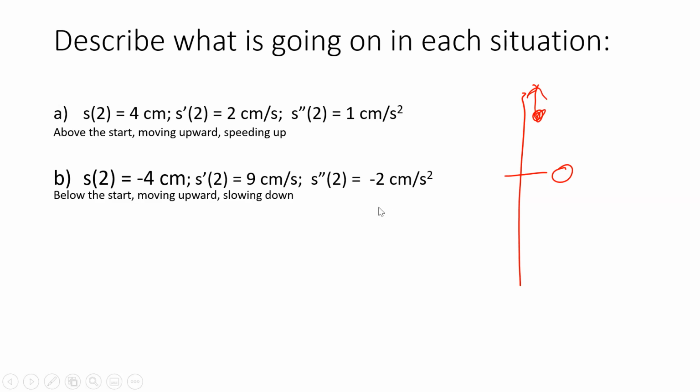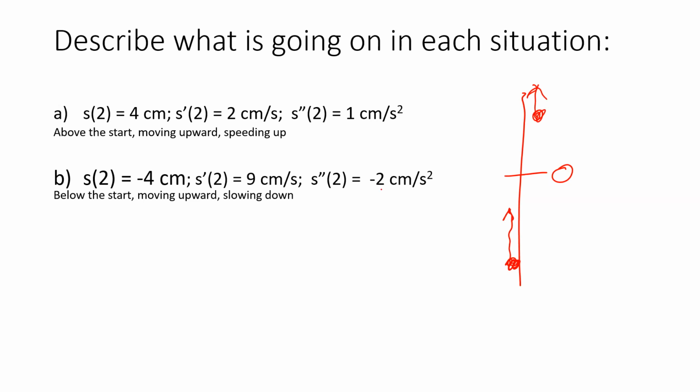Well, there you go. Below the start, you're moving upward, but you're slowing down. The reason you're slowing down is because these two things are going in the opposite direction. So what's happening is that you are somewhere down here. This is where you are, but you're going in this direction. You're going upward because that's what the positive says.